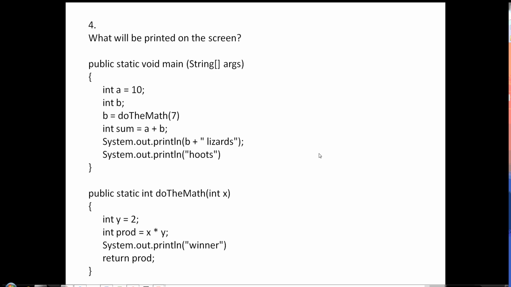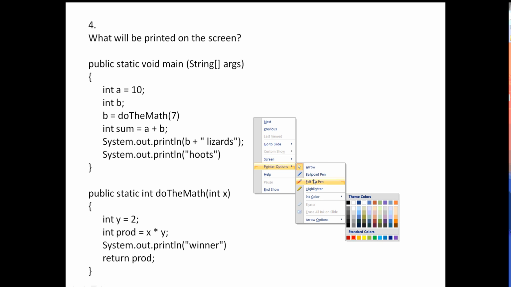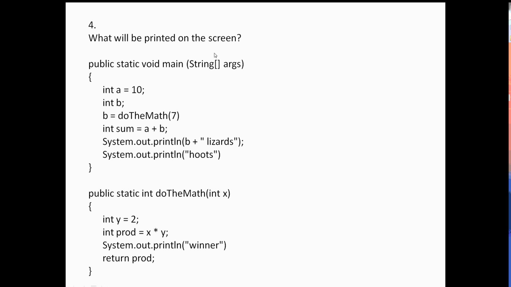Okay, in this video we're going to continue on the Chapter 3 Review 4 reading code, and we're going to try to get in problems 4 through 6 if we can. So what will be printed on the screen? You have a main method and you have a doMath method.